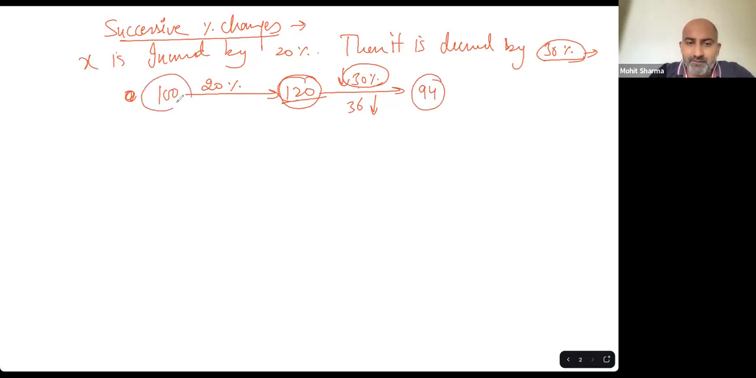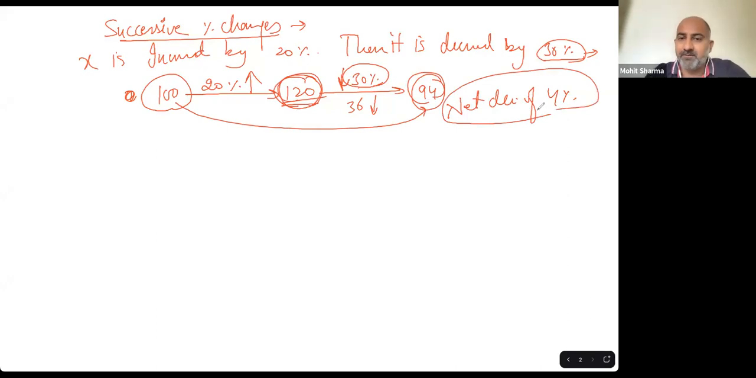100 first got increased by 20%, it became 120. Then the new number is getting decreased by 30%, it becomes 84. So it's a net decrease of 16%. Right? Understood?